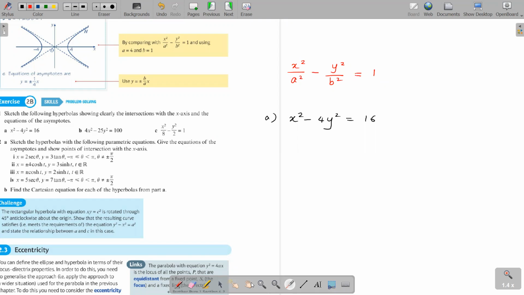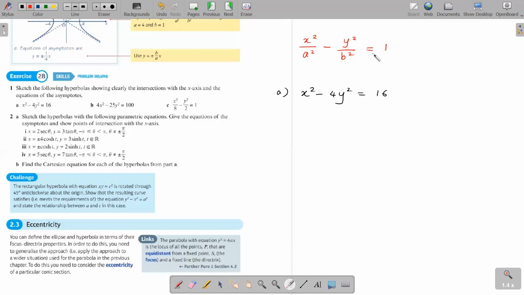Right. So now according to this equation, you can see it doesn't follow this format. I have 16 here. Basically what I'll do is divide the whole equation by 16, because I want to make it look like this top one. I want to make it equal to 1. I end up getting x square over 16 minus 4y square over 16, which gives y square over 4, equals 16 over 16, which is 1. So you can see clearly now what your a square and b square values are.